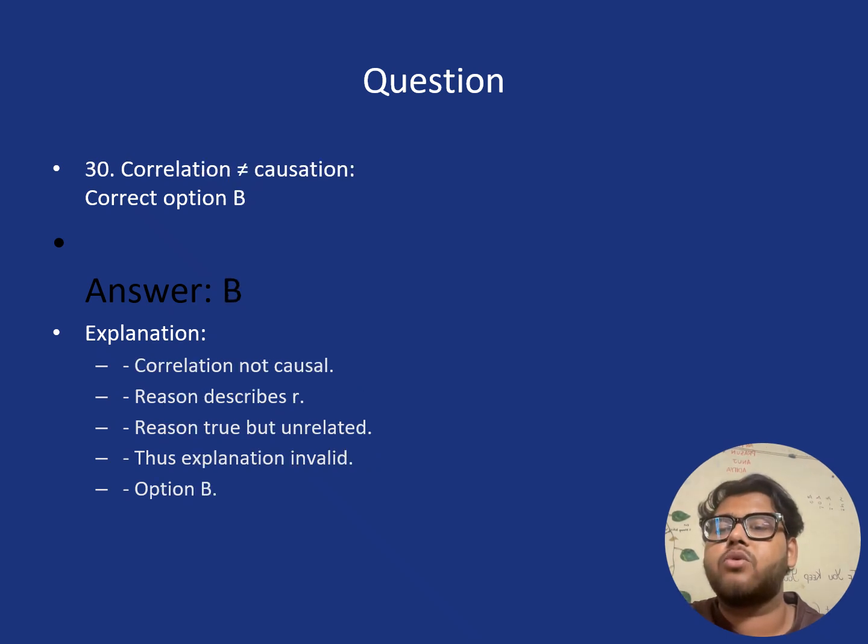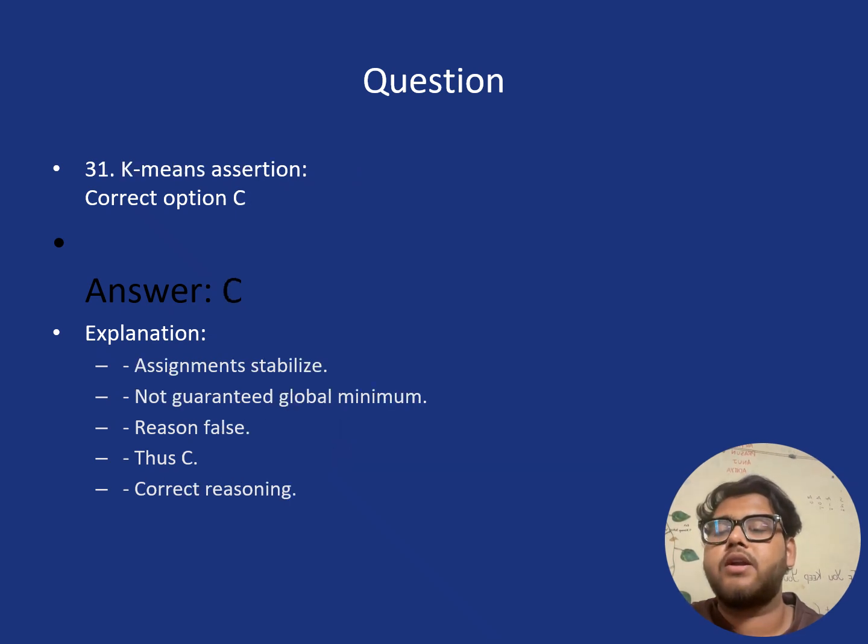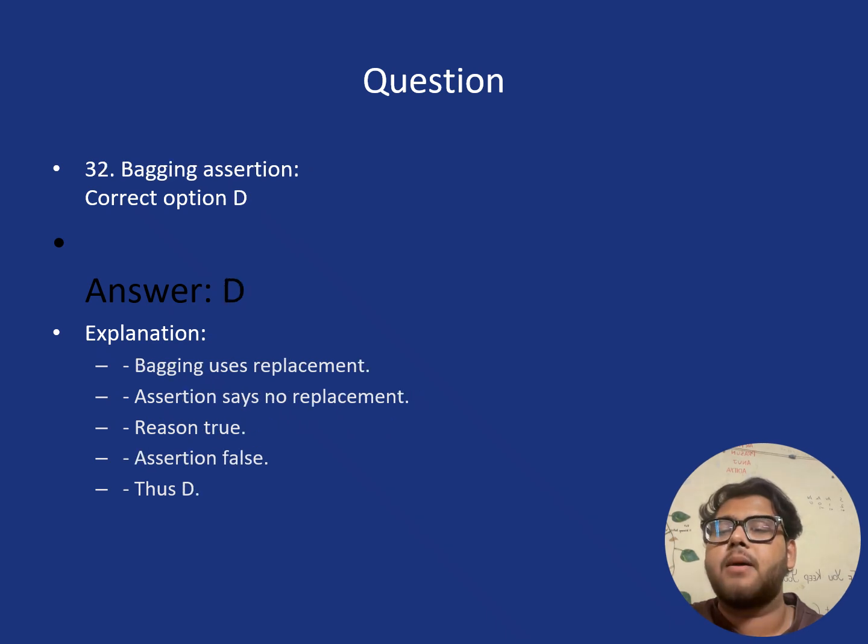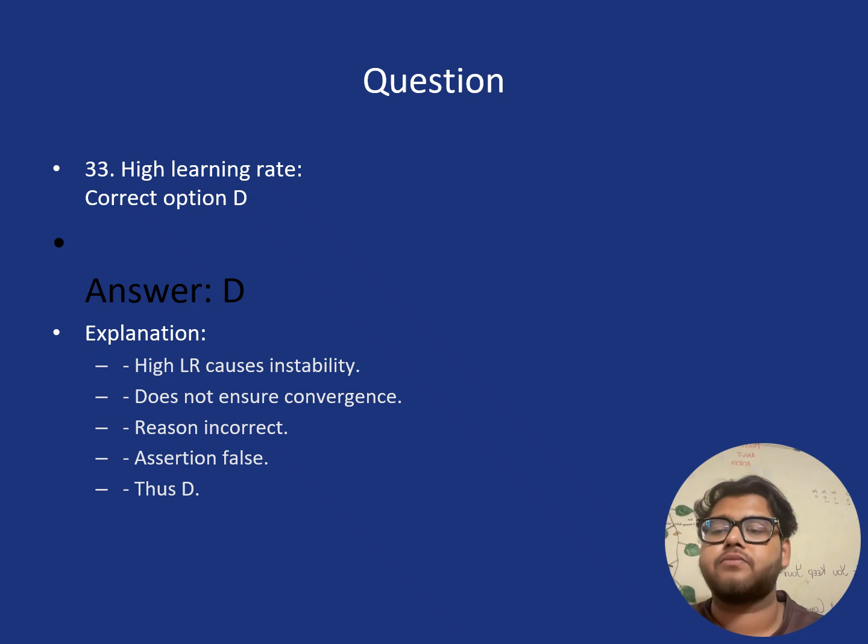Question number 30. Correlation is not equal to causation. Explanation: correlation is not causal. Reason describes a true fact but unrelated, thus explanation invalid. Question number 31 is K means assertion. Explanation: assignments stabilize, not guaranteed global minimum, reason false. Bagging assertion. Bagging uses replacement, assertion says no replacement, reason is true, assertion is false. Question number 33. High LR causes instability, does not ensure convergence, reason incorrect, assertion is false.